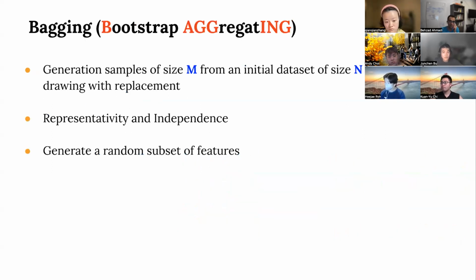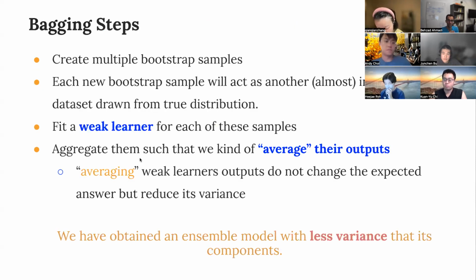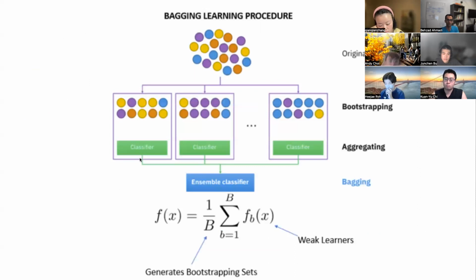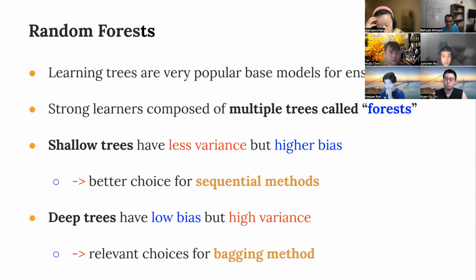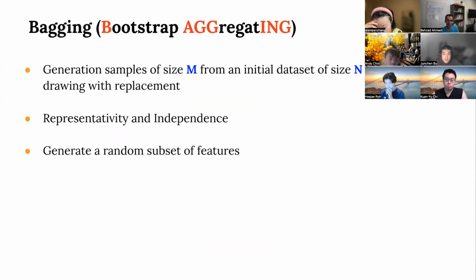In the second step, so basically bagging is bootstrap aggregating. It's not really bagging; the name comes from bootstrap aggregate. So you first take a sample size of m out of n. Then you also subset the features. So you not only subsample the data, you also get a random subset of features.